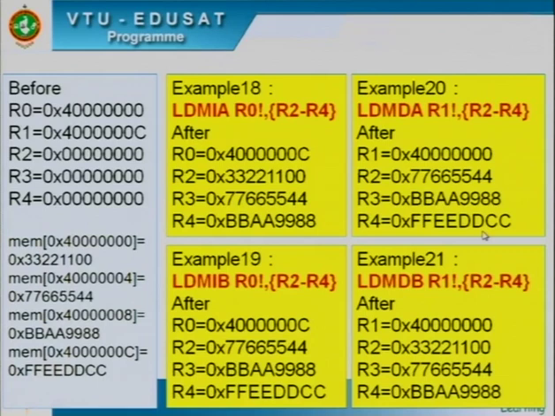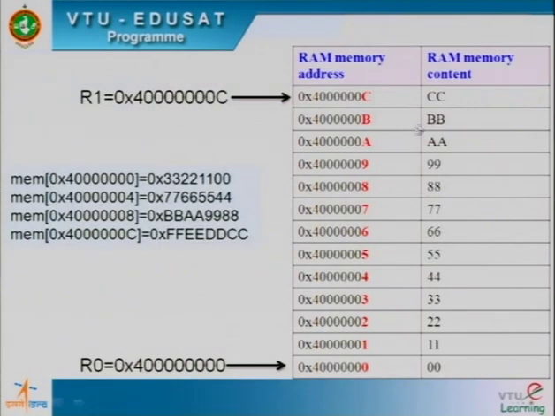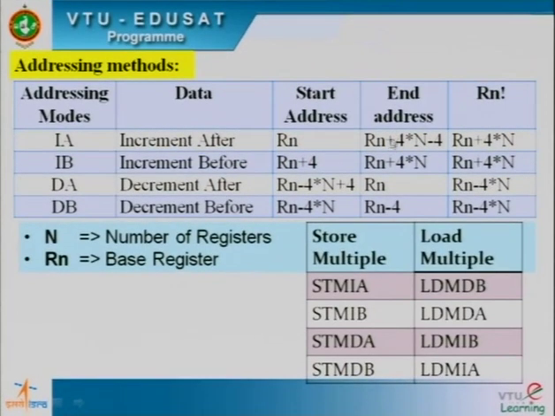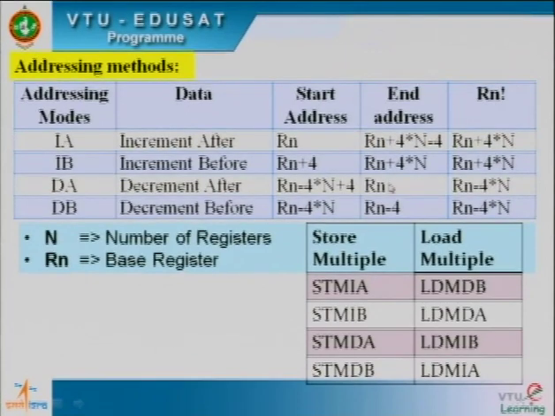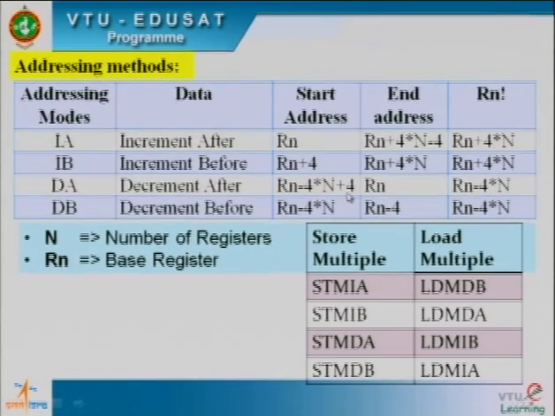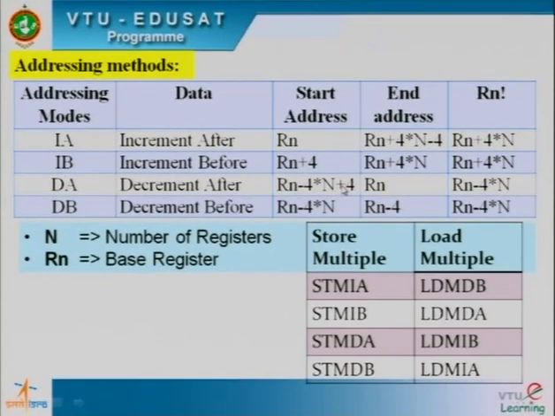This is what we mean by starting address in the previous slide. The starting address here is decrement after. Let's look at the previous slide here. For DA, decrement after, the end address is Rn. The start address is Rn minus 4n plus 4. Please remember this. This is what we are discussing with the example.